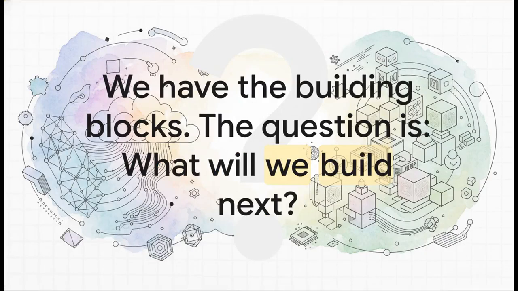So there you have it, 20 core concepts that are the real foundation of modern AI. From neural networks all the way to diffusion models, each one is a crucial building block. We've seen how they work, how they fit together, and now the only real question left is, what are we all going to build with them next?